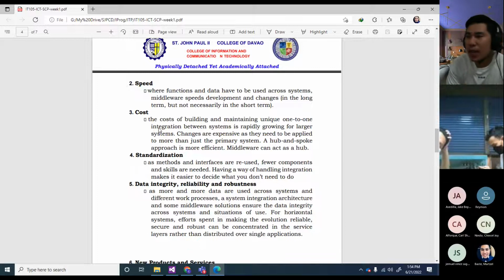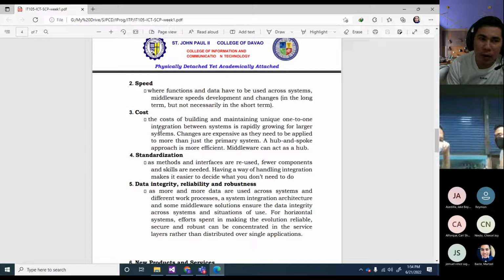Number three is the cost. Every time we create a software, every time we want to implement a new means of data storage, every time we implement or deploy a new system, there is always a cost.